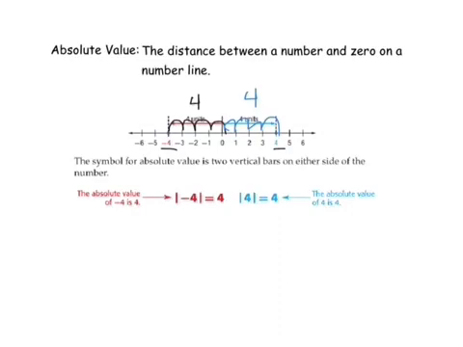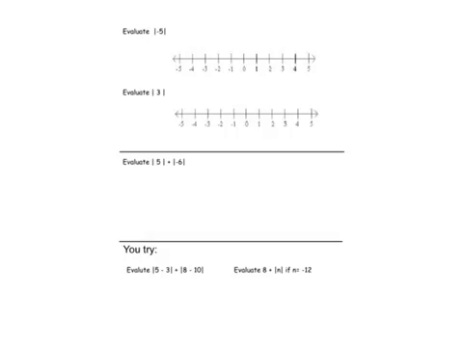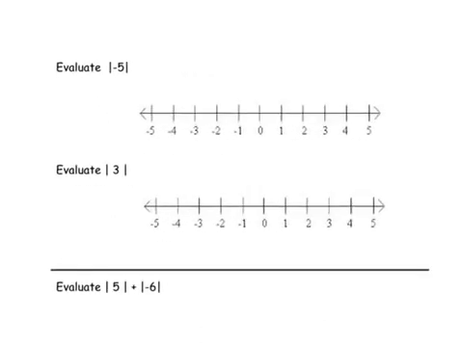The symbol for absolute value is 2 vertical parallel bars on either side of a number. So looking at this, the absolute value of negative 4 is 4 because the distance between it is 4. The absolute value of 4 is also 4 because the distance from 4 to 0 is also 4. Okay, so we're going to zoom in here and evaluate negative 5. We want to get from negative 5 to 0 to find the absolute value, or the distance between negative 5 and 0. So we have 1, 2, 3, 4, 5. So the distance between negative 5 and 0, or the absolute value of negative 5, is 5.